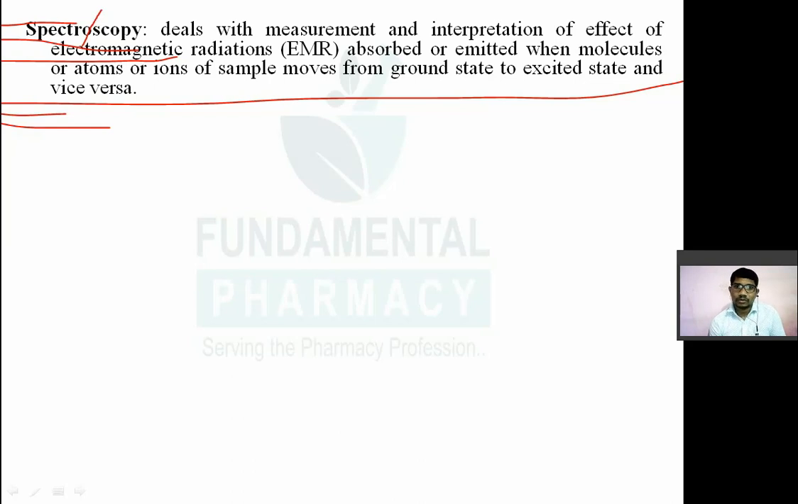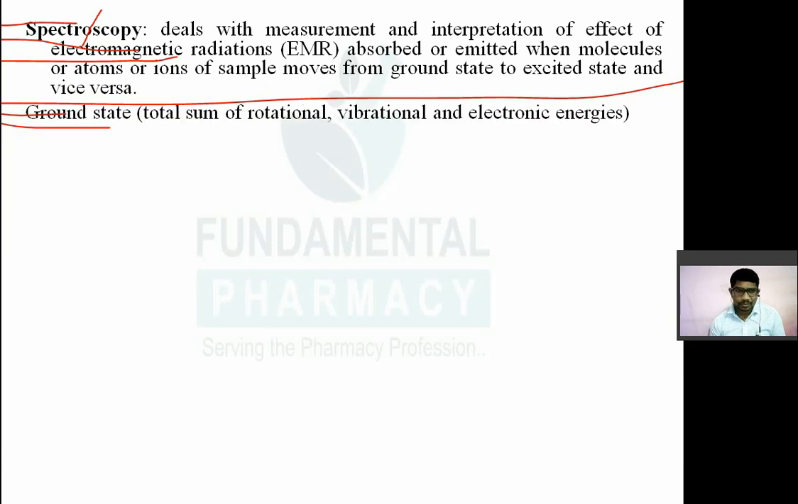So vice versa means the excited molecule will release the energy. When an excited molecule is there, that molecule will release the energy and will try to come to the ground state by releasing energy. This is known as a relaxation process. I will explain this again later, but for now you just have to understand what spectroscopy is. Now, ground state means what?